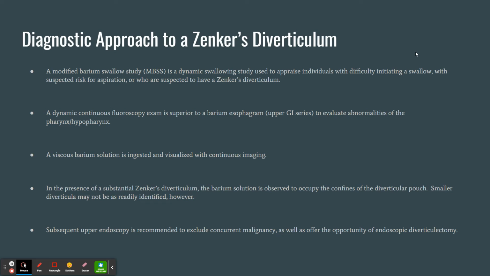Typically a viscous barium solution, but additionally consistencies such as pudding or crackers or wafers are ingested and visualized with continuous imaging as the propulsion of food contents is observed to go down the esophagus. And in the presence of a substantial Zenker's diverticulum, the barium solution is observed to occupy the confines of the diverticular pouch.